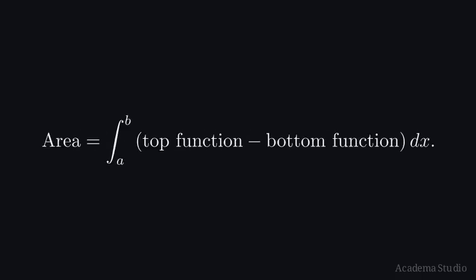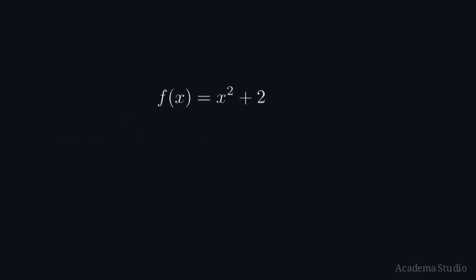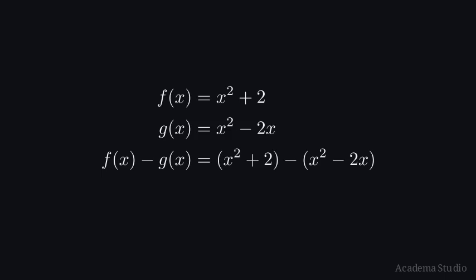When vertical slices are used, the height of each slice is the top function minus the bottom function. f of x equals x squared plus 2, and g of x equals x squared minus 2x. Group the like terms. f of x minus g of x equals x squared plus 2 minus x squared minus 2x. So this simplifies to 2 plus 2x.